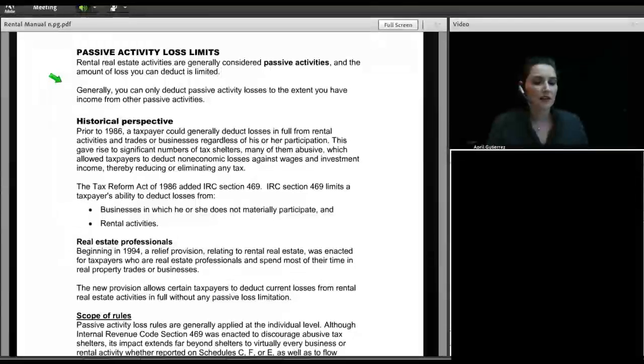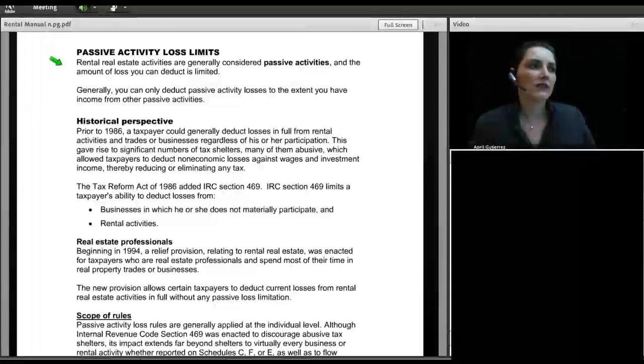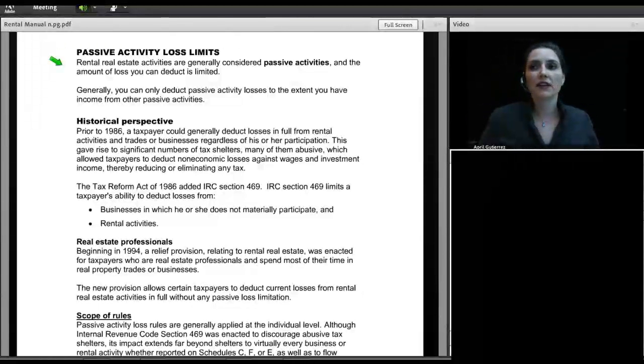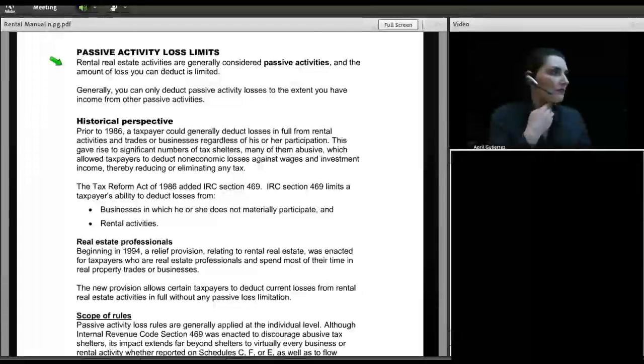They need to be tracked. So the next topic we're moving on to is passive activity loss limitations. I would say that I run into the passive activity limitations more often than I run into the at-risk limitations, but they're both equally important. You can't think about one only. You always have to be thinking about both.